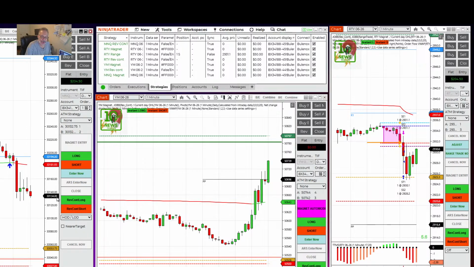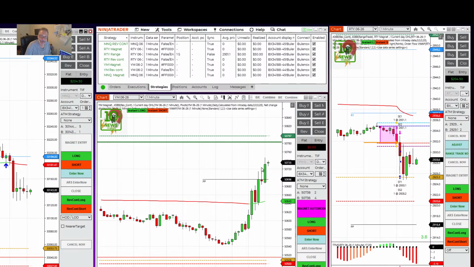Now MNQ, we're just far from our lows here. I think we're too far on the MNQ to get anywhere. The YM, it could test the high. Now it's been a big move up on the open.